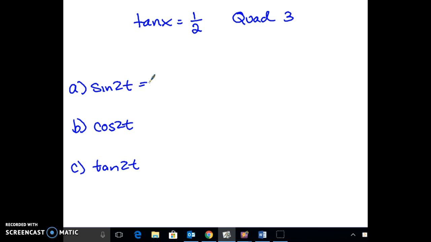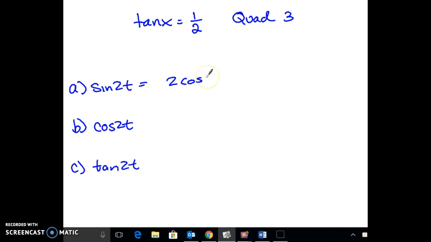I'll go ahead and write down my formulas for sine. It's 2 cosine sine. I'm not sure why I used t's. It's really weird. So I will just stay consistent with that.